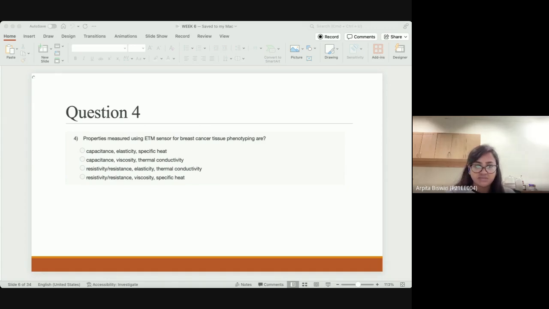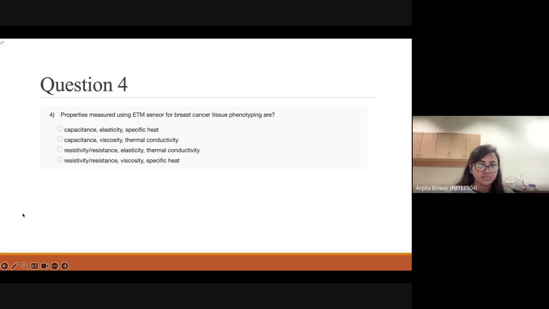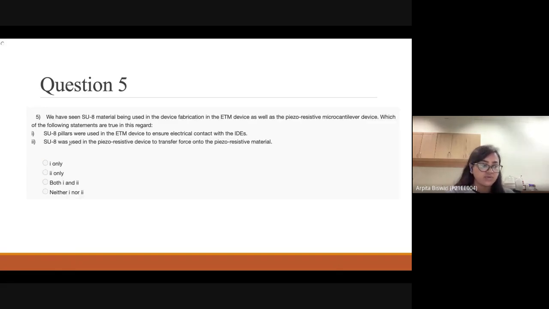So what is the right answer? The right option is option C. Okay. Resistivity, resistance, elasticity, thermal conductivity. So next move toward the question number 5.